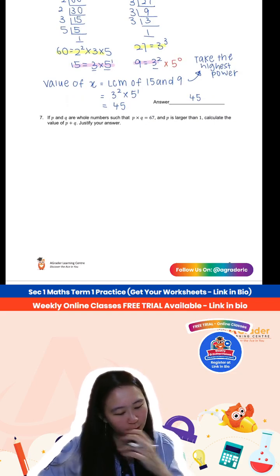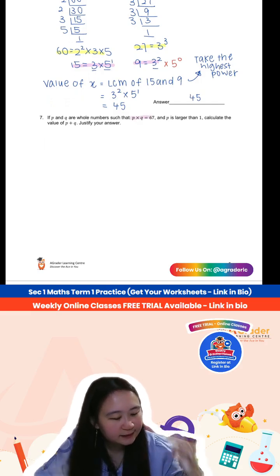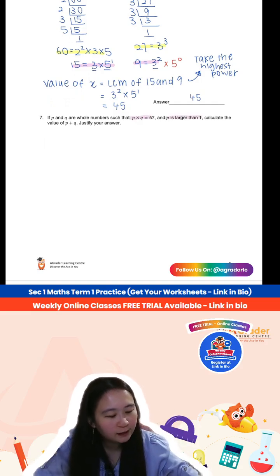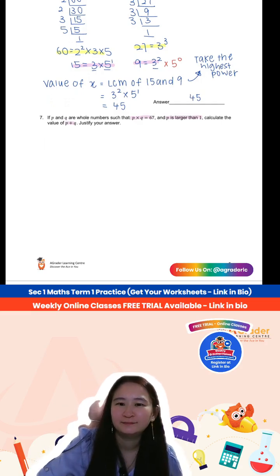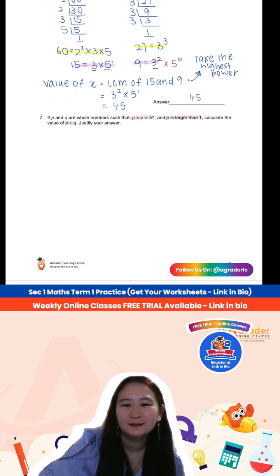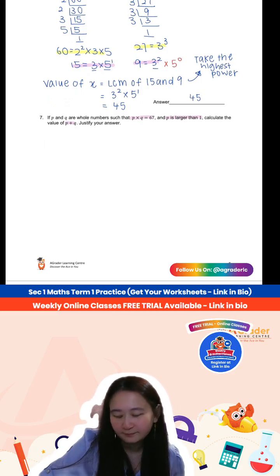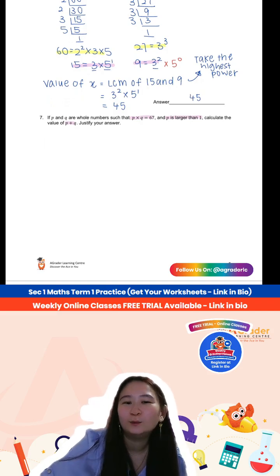If P and Q are whole numbers such that P times Q is 67 and P is larger than 1, calculate the value of P plus Q. Which level are you in? Oh wow.